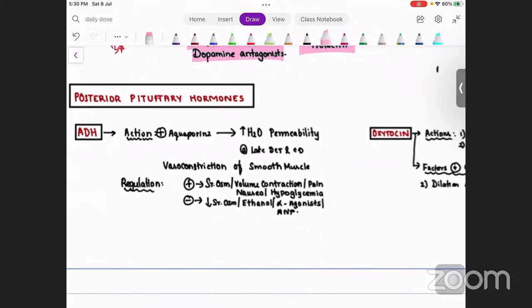And then you have the posterior pituitary hormone, ADH action. It can stimulate aquaporin formation, and it can reabsorb water and sodium in the distal collecting duct and the distal convoluted tubule. It can also produce vasoconstriction.